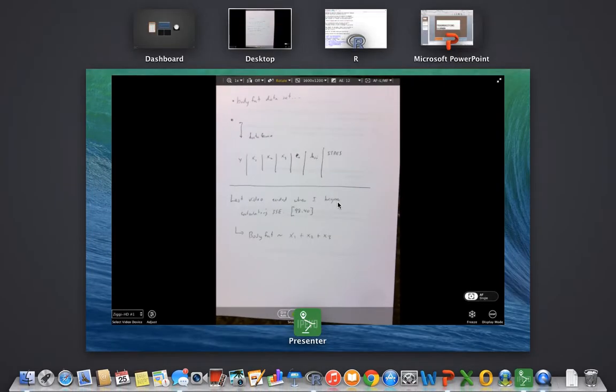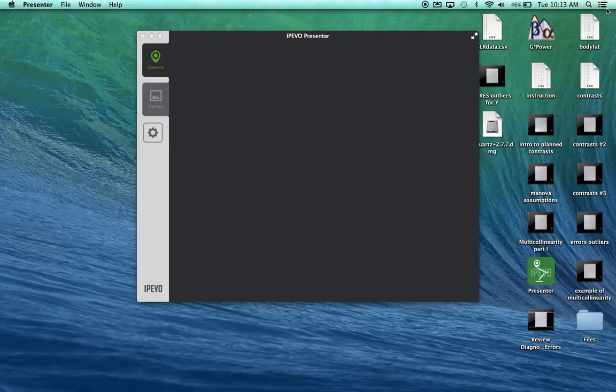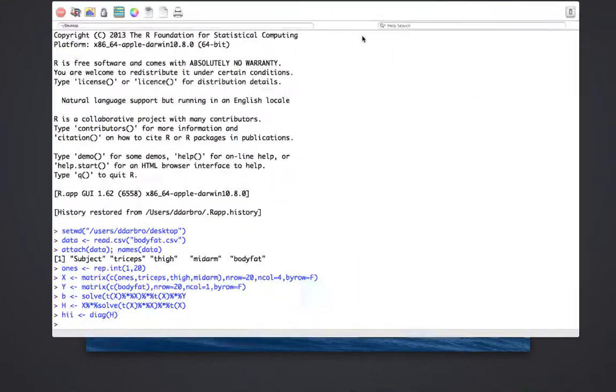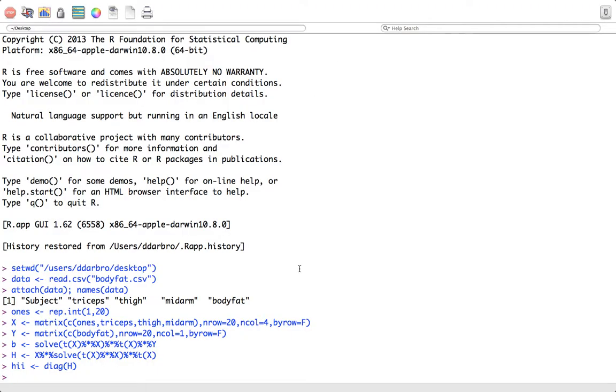Let me show you what I've done here. I've gone into R and just gone ahead and set everything up to get us back to where we were before. If I remember correctly, we were at the end of the video where I had just created the diagonals of the hat matrix, which we need. And again, the goals are the same.